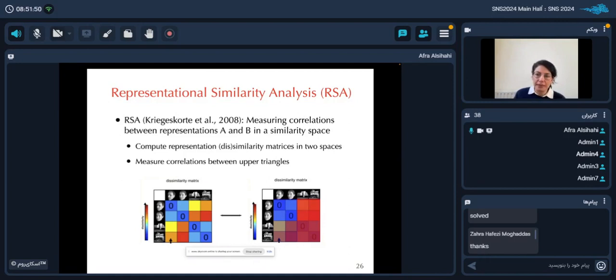Now, what RSA does is it basically tells us to build a similarity or dissimilarity matrix based on the same set of stimuli by measuring the distance between every pair of these images, or whatever input item we are interested in. And then instead of trying to map these images from one representational space to the other, we calculate the correlations between these similarity matrices in each of the representation spaces.